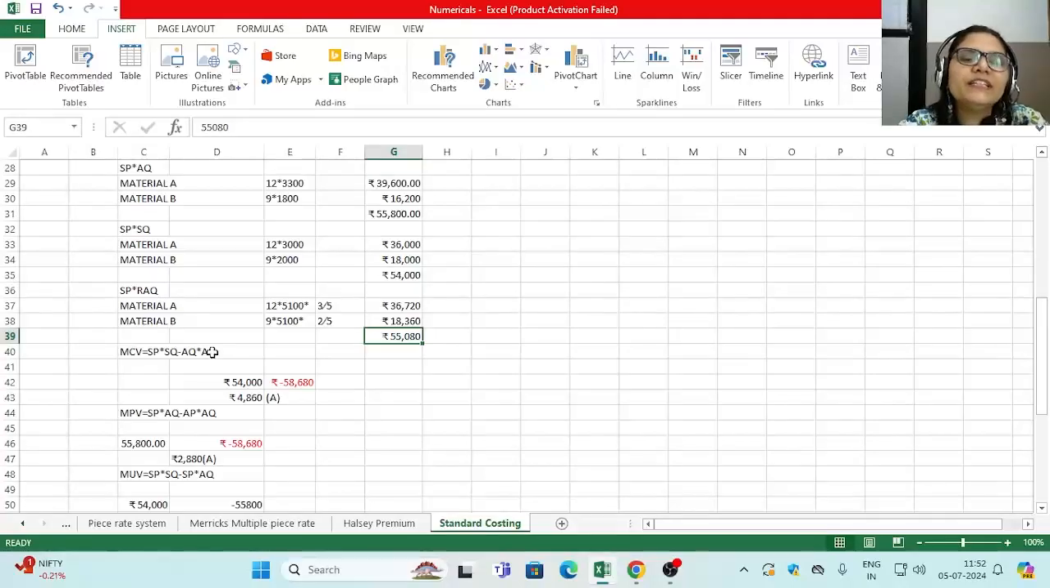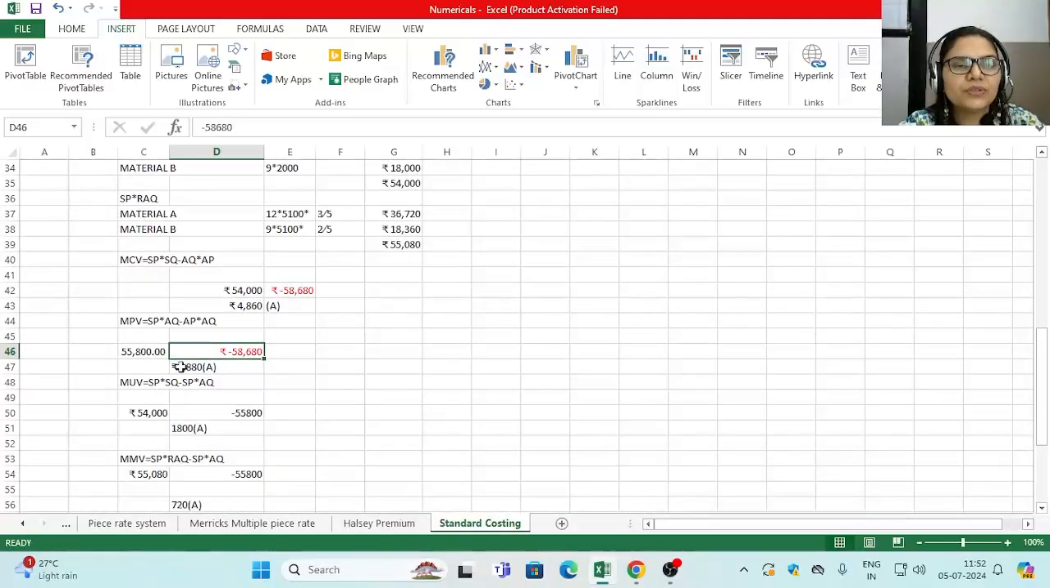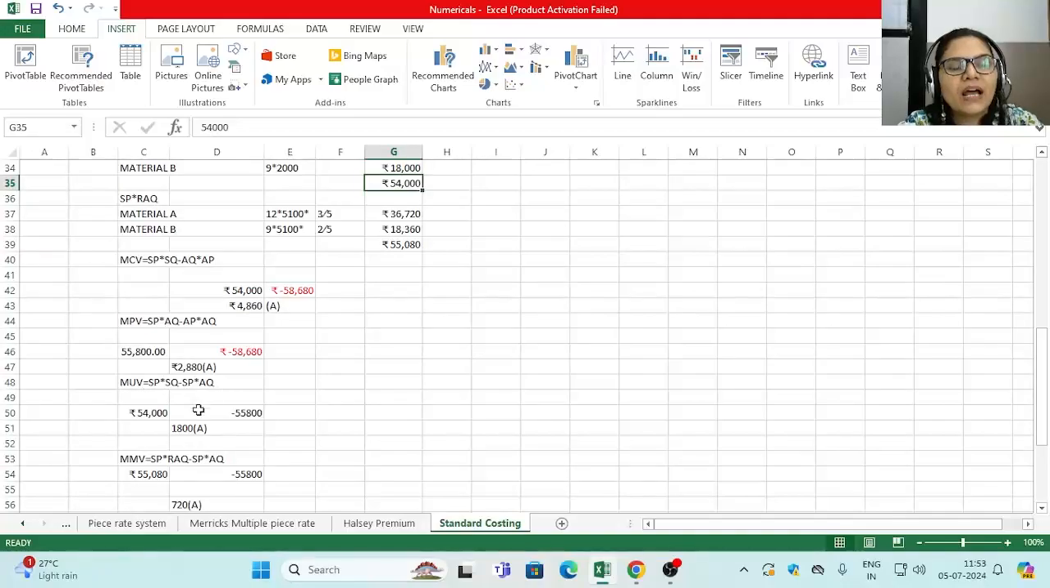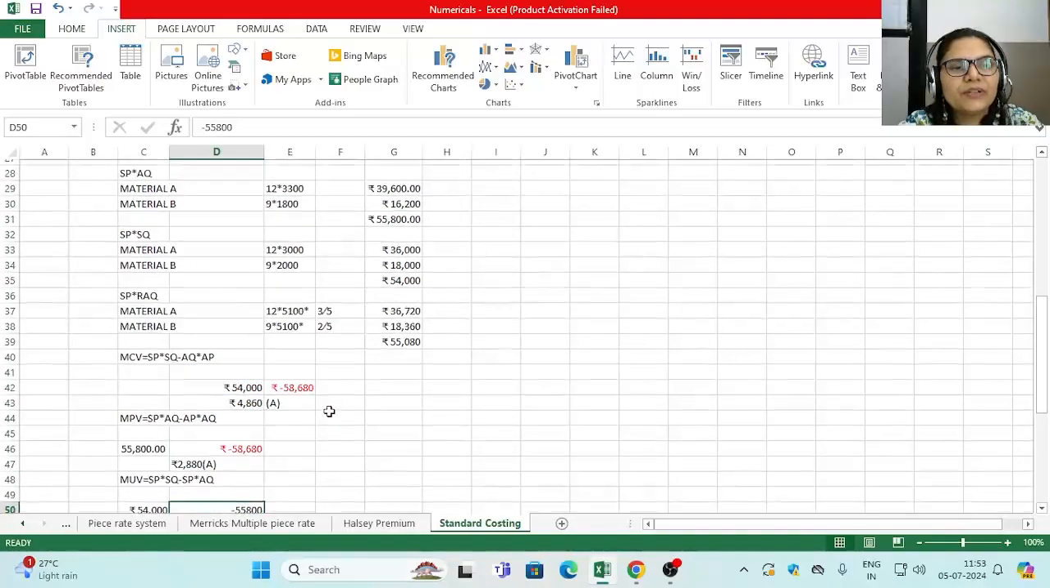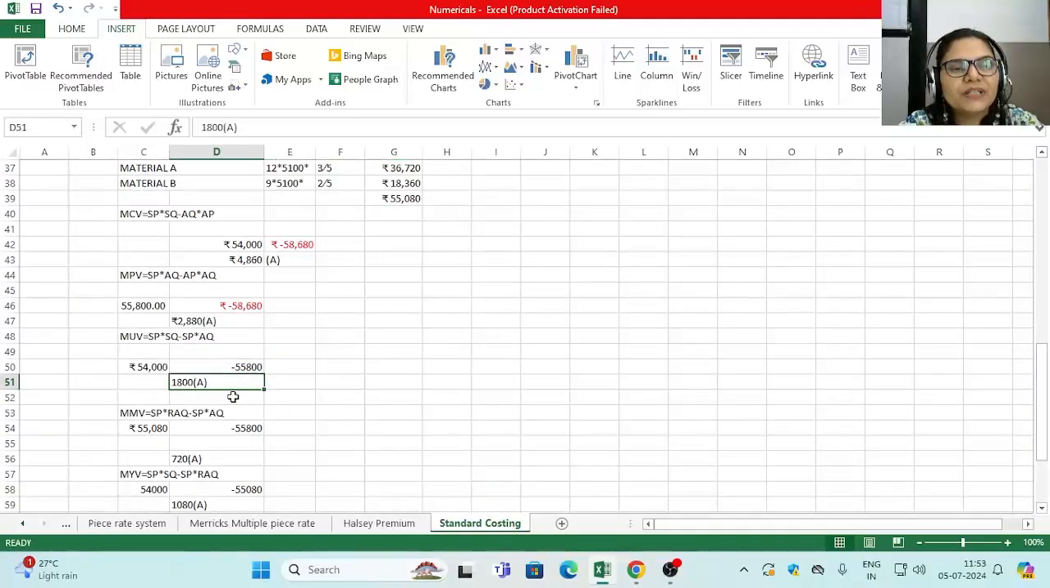Now as all these values have been calculated, our job is very simple. We will input all these values into the formula. Material cost variance is equal to SP into SQ minus AP into AQ. SP into SQ is 54,000 minus AP into AQ is rupees 4860. Material price variance, SP into AQ minus AP into AQ, will give you 2880 adverse. Similarly, material usage variance is SP into SQ minus SP into AQ. SP into SQ we have already calculated as 54,000, and SP into AQ is 55,800. We will subtract these values and get 1800 adverse.